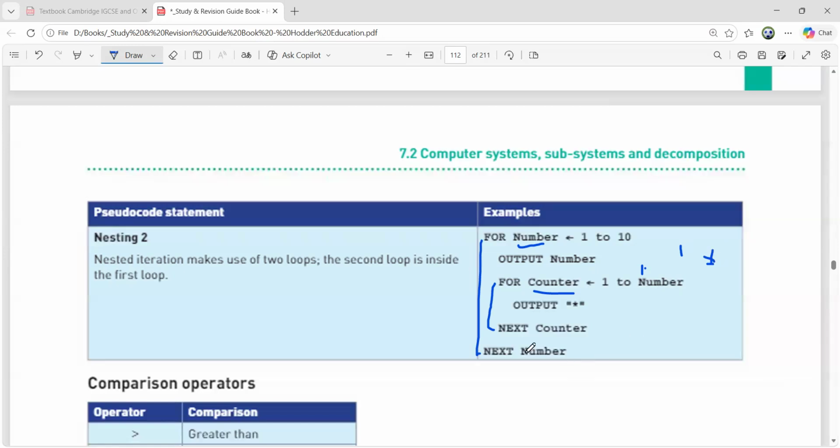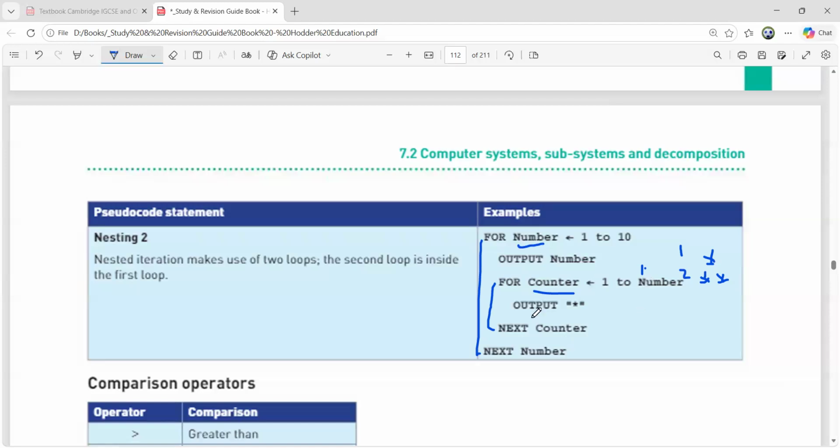Then next counter will move it back, since the inner loop was supposed to work 1 to 1, which means once only. That's why the inner loop is now over, and it will move to next number, which sends it back to the for number equals 1 to 10 once again, and the value of number will now become 2. So it will output 2 there, and then print the asterisk 2 times, because it said 1 to 2. So the value 2 and 2 asterisks will be printed. First time it worked once, now it has worked 2 times because the value of number is 2.